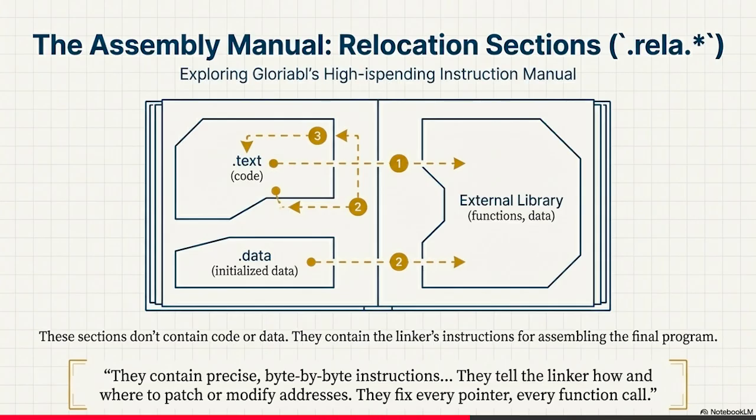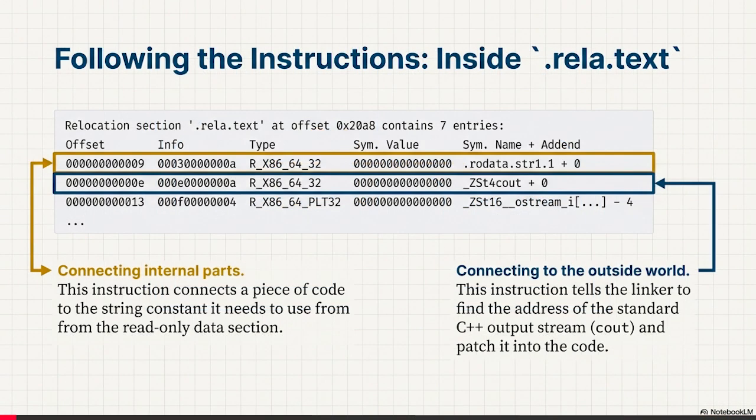So if my code calls a function, let's say test, this section holds a little note saying, hey linker, don't forget to write the actual address of test right here later on. Precisely. Let's look at a concrete example. The .rela.text table. This specific table at offset 0x2008 contains 7 distinct entries. These entries are resolving references made inside that main executable code block we just talked about. And these are resolving things like external library symbols, like _ZSt4cout, the standard C++ output stream. So we see references to the outside world and also references back to internal parts, like the strings in .rodata.str1.1.